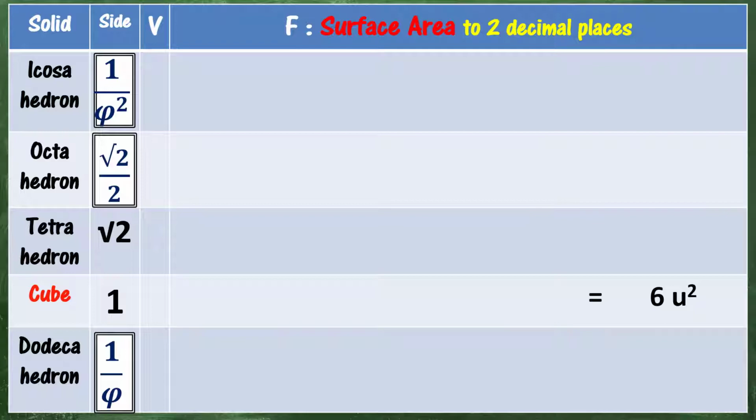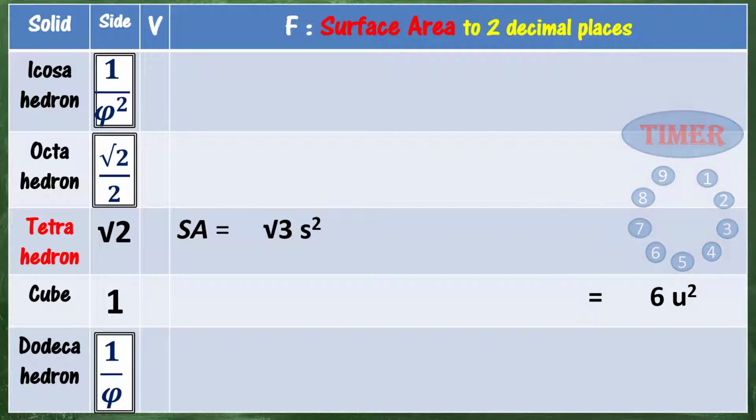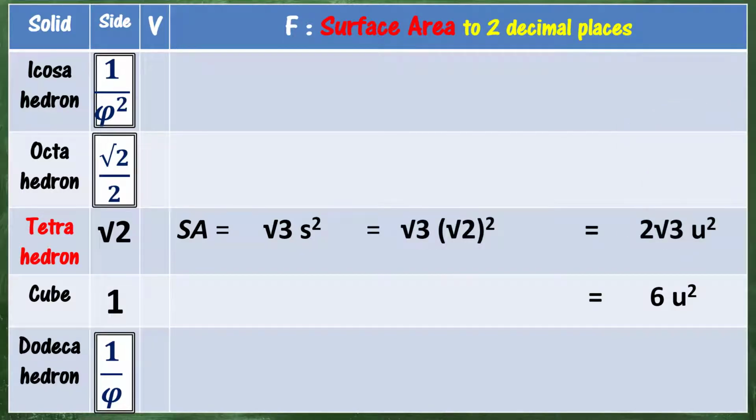The next one to consider is the tetrahedron. There's the formula, and I'll give you 30 seconds to come up with the answer. And of course, it's 2 root 3 square units.